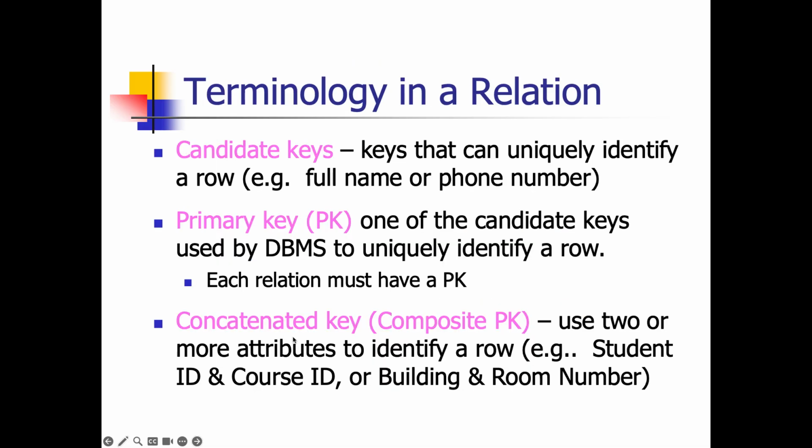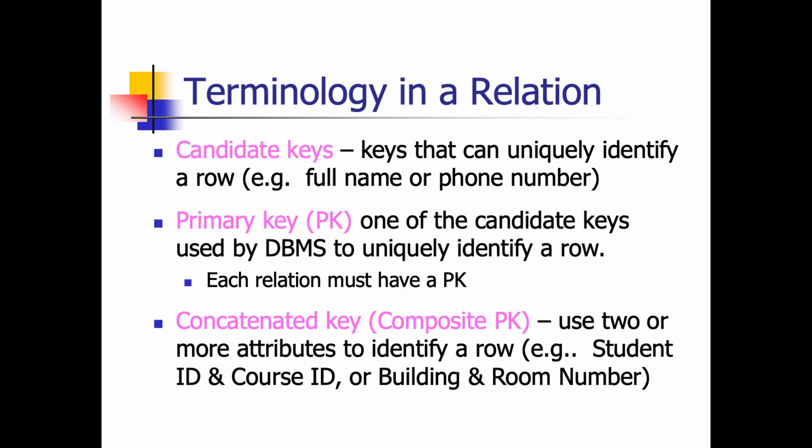We talked about different types of keys like a primary key, candidate key, composite key, surrogate key, and so on. So let's review that. What was the candidate key? Any attribute that can uniquely identify each row can serve as a candidate key.